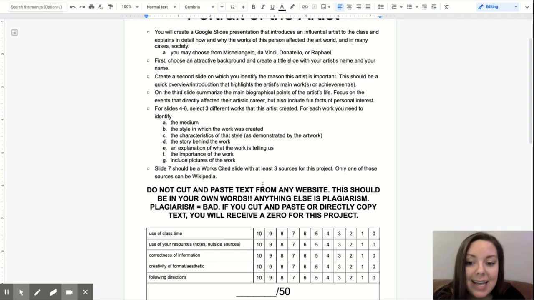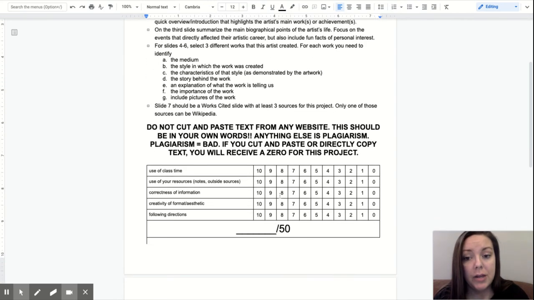Then your very last slide, slide 7, should be a works cited slide with at least 3 sources cited for this project. Only one of those can be Wikipedia. So you need to do research outside of the notes we've given you and outside of Wikipedia to have 3 sources. Okay? Now, here's what's very important.